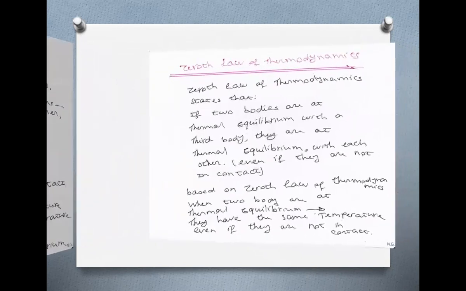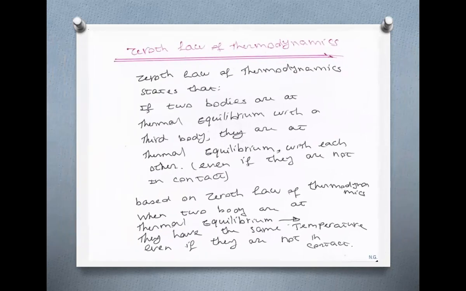Now we want to talk about the Zeroth law of thermodynamics. It's very simple. It says that if two bodies are at thermal equilibrium with a third one, they are at thermal equilibrium with each other, right?